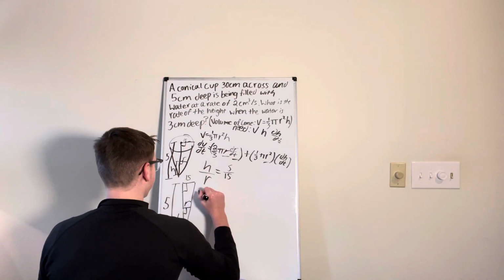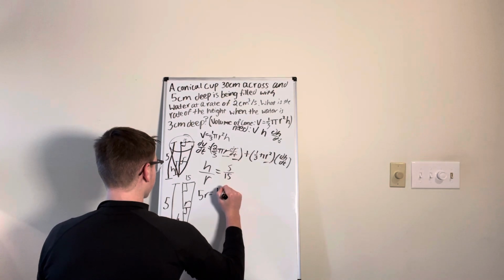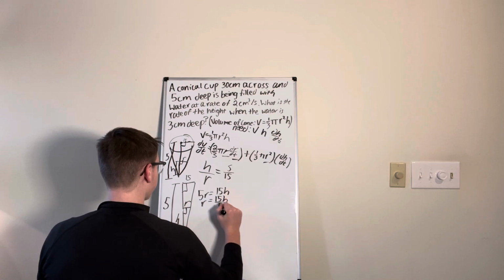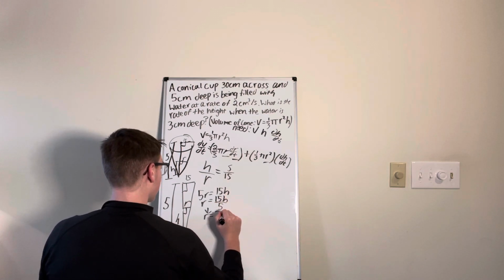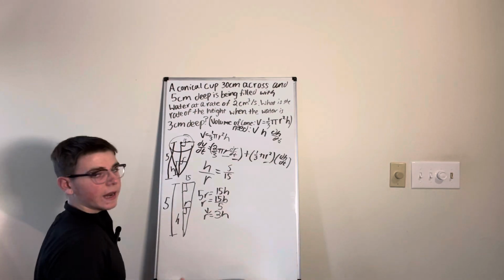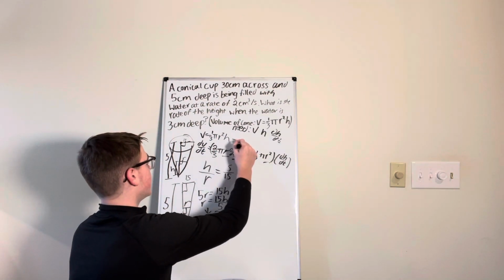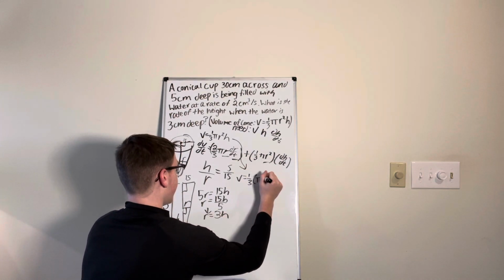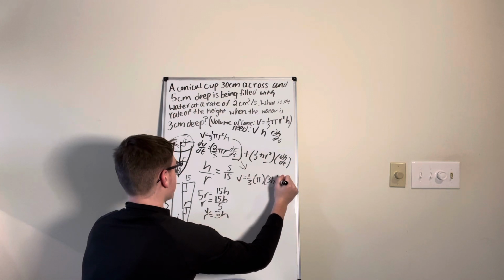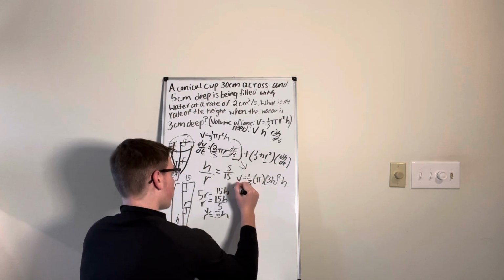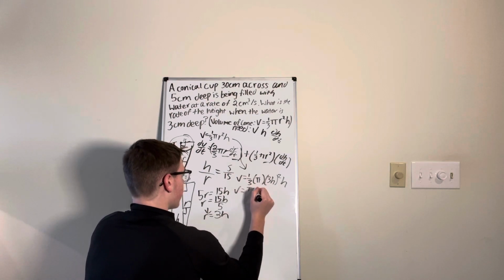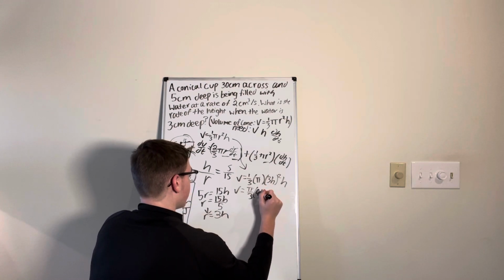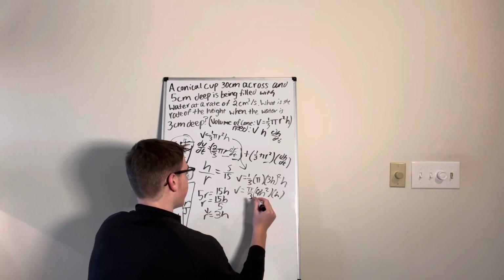We can cross multiply and get 5r equals 15h, and r equals 15h over 5, which will be r equals 3h. Okay, now we have r equals 3h. We go back to this volume equation and just get rid of r. So V equals 1/3 times pi times (3h) squared times h. We're going to simplify that to pi over 3 times 9h squared times h.